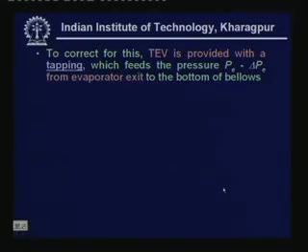To correct for this, a thermostatic expansion valve is provided with a tapping which feeds the pressure PE minus delta PE from evaporator exit to the bottom of the bellows. So instead of sensing the inlet pressure of the evaporator, the modified thermostatic expansion valve will work based on the exit pressure of the evaporator, not the inlet pressure. Once it is based on the exit pressure, the actual superheat will be the set superheat. Okay. Let me show a picture.